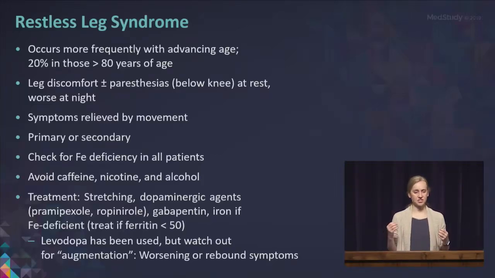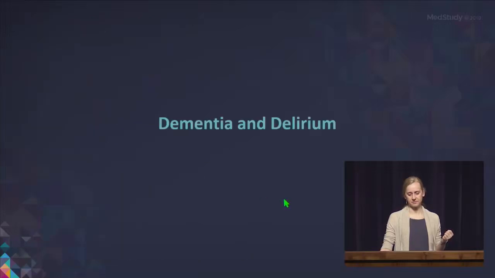The most important thing to do is to check for iron deficiency in all of these patients. There are a lot of medicines or interactions with caffeine, nicotine, and alcohol, so patients should avoid that completely. And then you can treat them with things like stretching. There are dopaminergic agents, pramipexole and ropinirole, that help, gabapentin, and then the iron. If their ferritin is below 50, then just put them on iron supplements because it can help a lot. Some people use levodopa, but it can also cause these worsening rebound symptoms, unlike these other treatments.